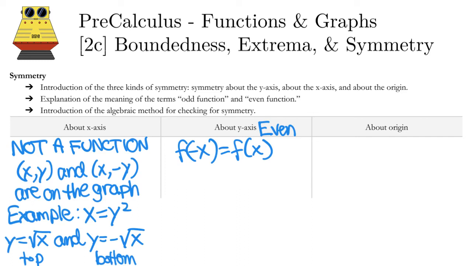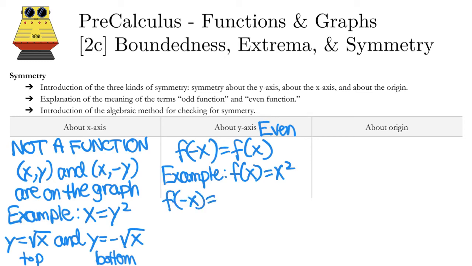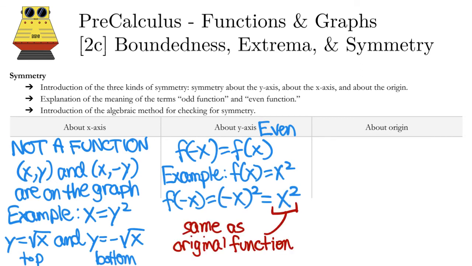In other words, if we plug in -x into the function, then the result is the same as the original equation. Let me show you what I mean. So for f of x equals x squared, if we plug in negative x, so f of negative x, we get quantity negative x squared. And if we perform that operation, negative x times negative x, we get x squared. That is the same as the original function we started with, therefore that function is even.